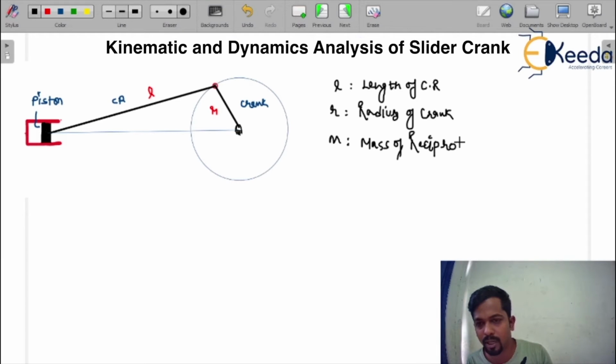We will do the numerical questions based on the dynamic analysis, because a number of numerical questions are going to be asked from this topic, from this chapter. Mass of the reciprocating parts. Okay, and if I'm talking about the obliquity ratio, that is important. How to calculate the obliquity ratio?